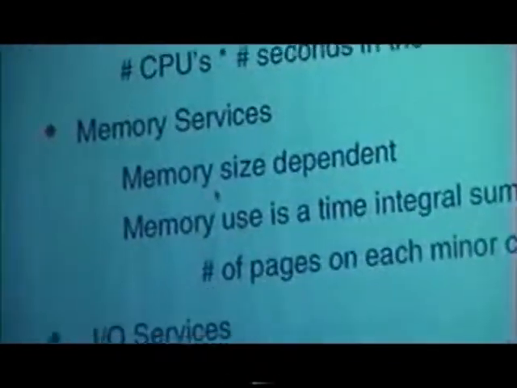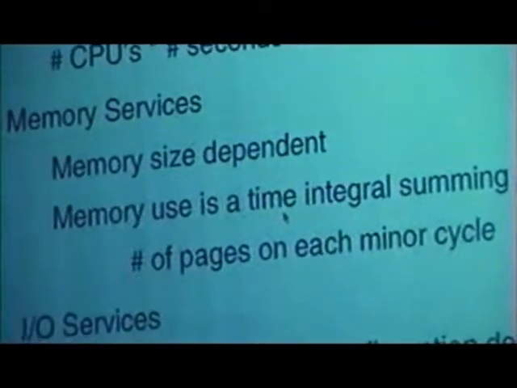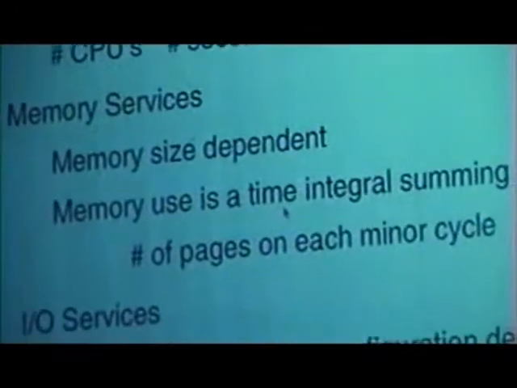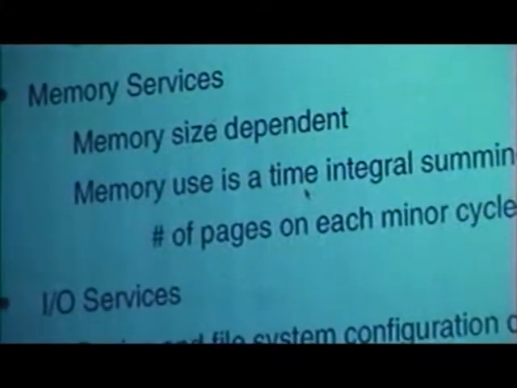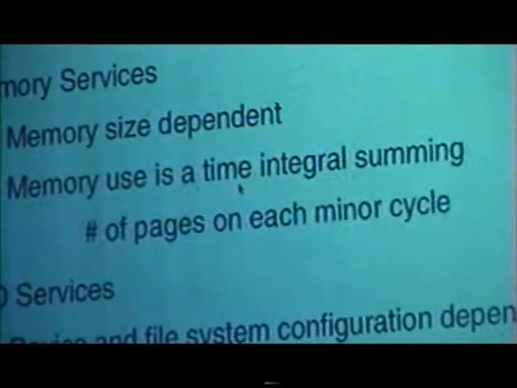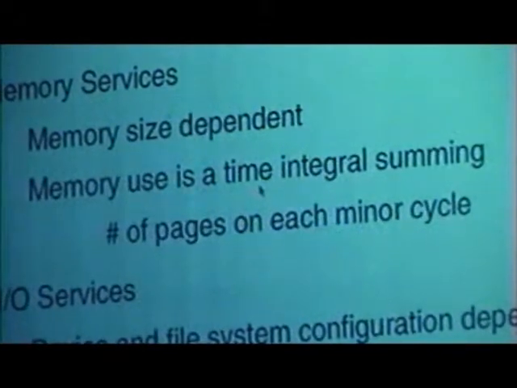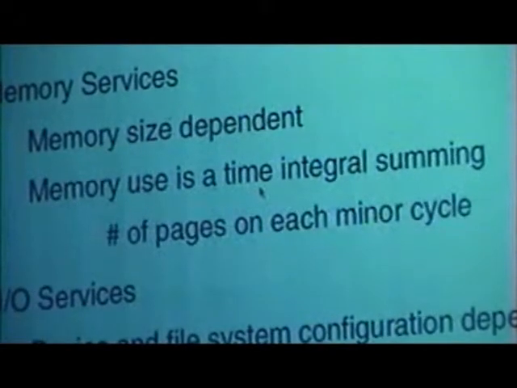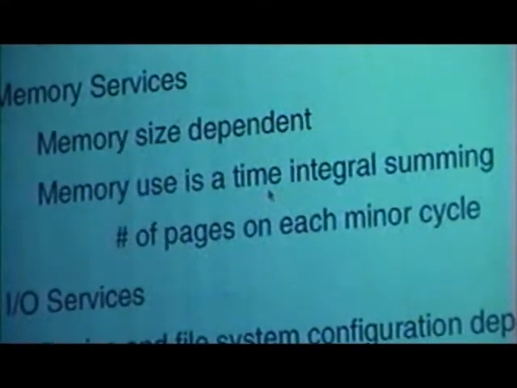My memory is basically memory size dependent. We're going to talk about something called a memory integral. Every time I go through a minor clock interrupt, every 10 milliseconds, I add the number of pages of the process into a bucket. So it's an accumulator. Every 10 milliseconds I say, this thing's 10 pages in size. So I go 10 pages, 10 pages, 10 pages. And if that thing has been around for a second, that would have occurred 100 times. And that's my memory integral.